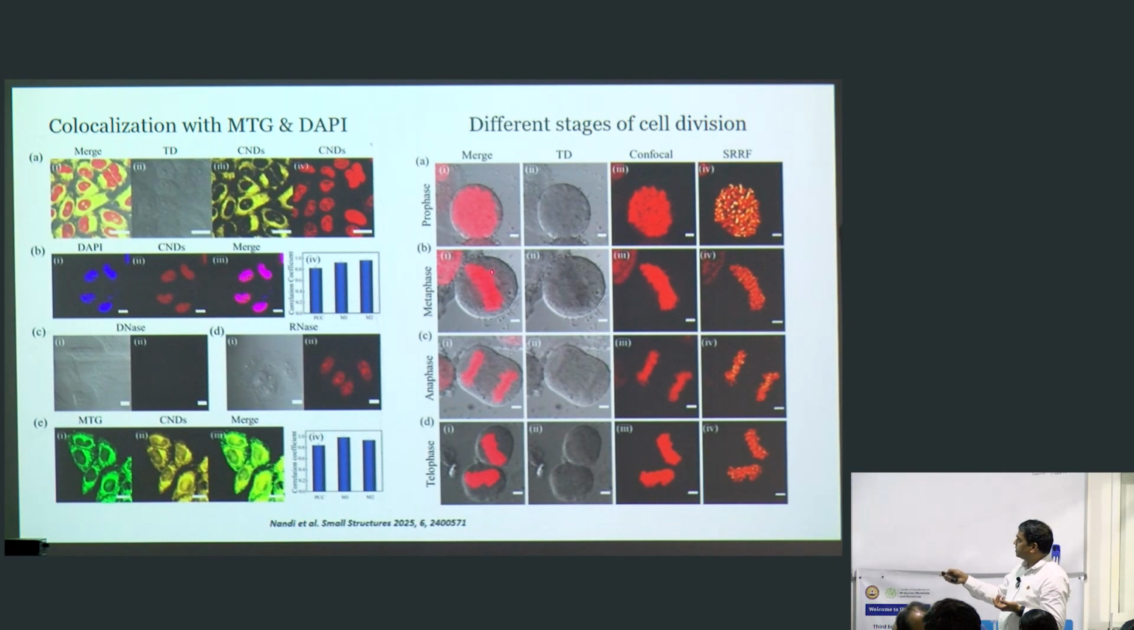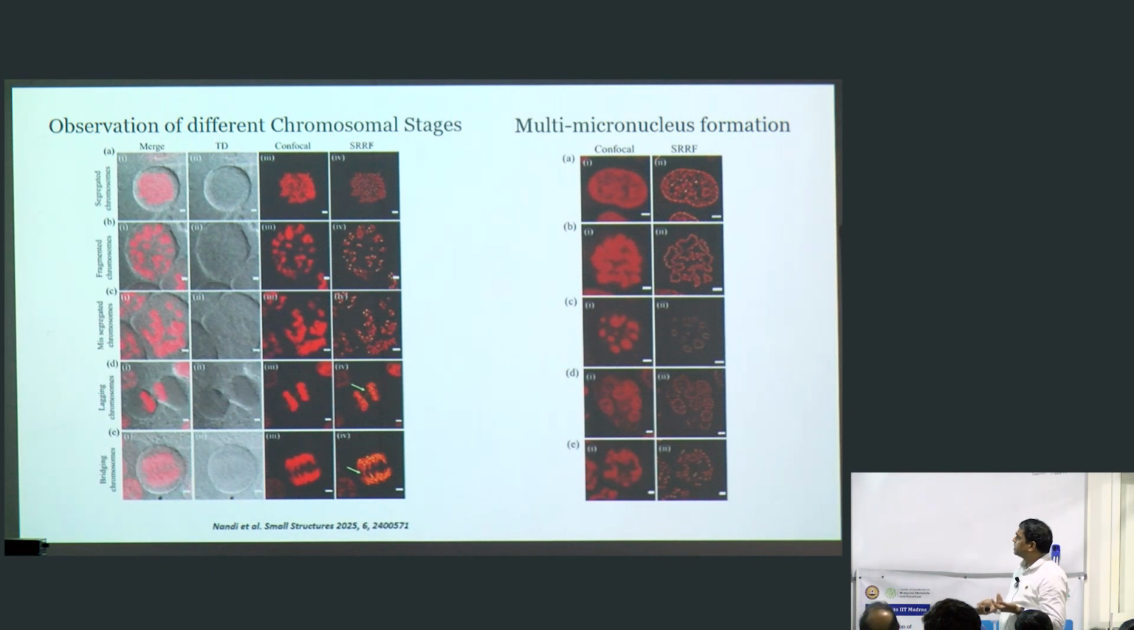This is cell division from prophase to metaphase to anaphase to telophase, and you can see that the DNA was stained by the carbon dot. Here the chromosomes are organized in between, then cell division starts, giving 2 nuclei, and we have these 2 different ones, and there is the super resolution structure here. Okay, let's keep this one.